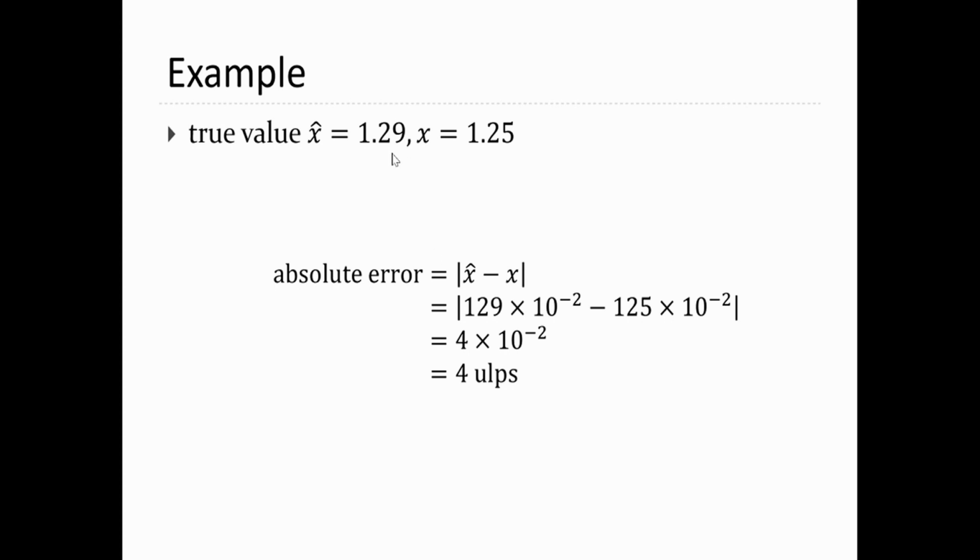So once again, write down your true value in your floating point representation. Write down your actual value using your floating point representation, but make sure the exponent is the same as the true value. Then just subtract the 2 values.